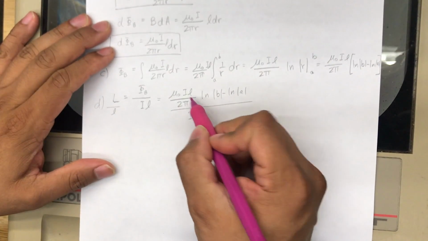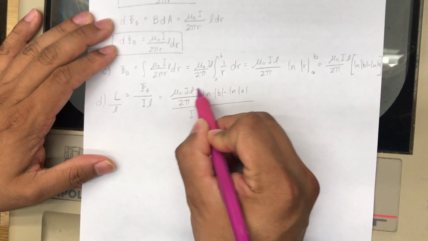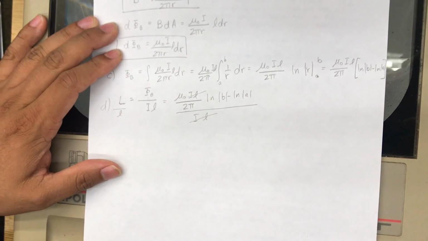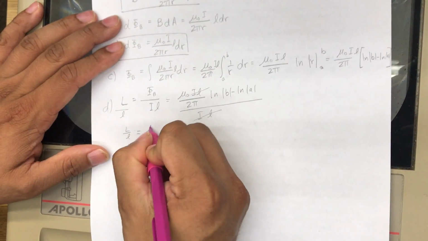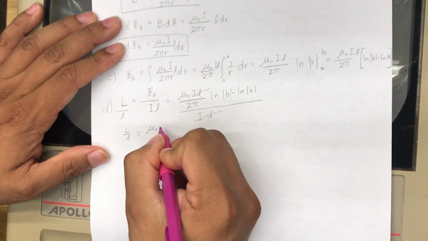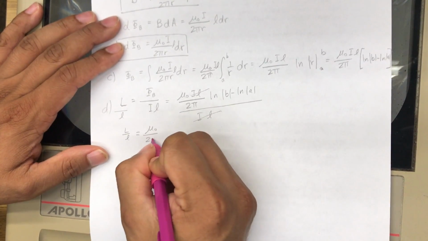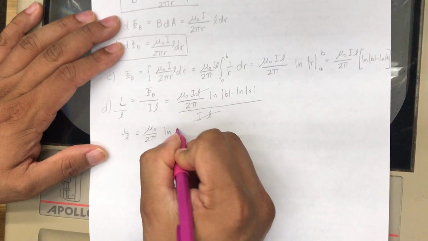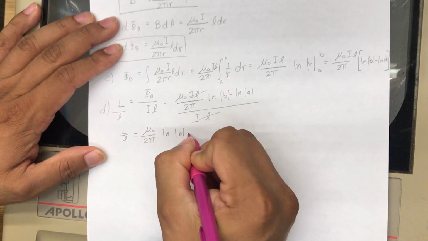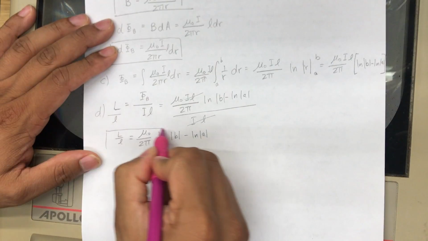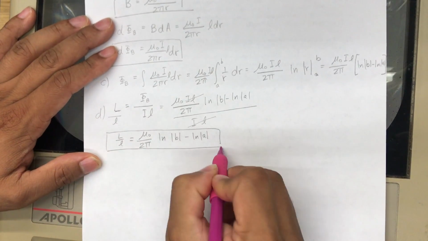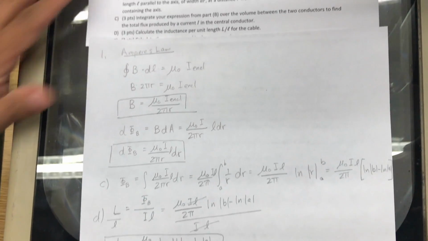Now taking this, we can actually cross out I l, and our answer becomes mu naught over 2 pi times the natural log of the absolute value of B minus the natural log of the absolute value of A. And this is our inductance per unit length.